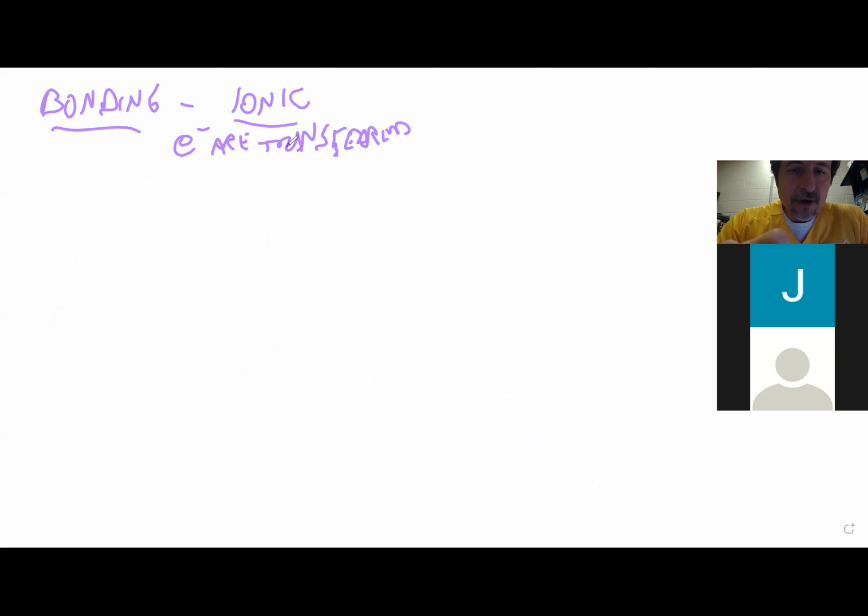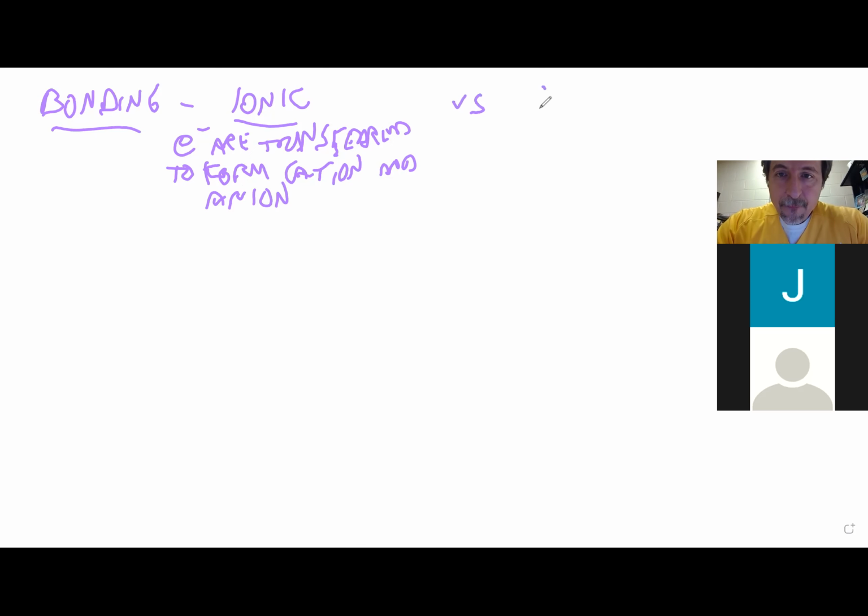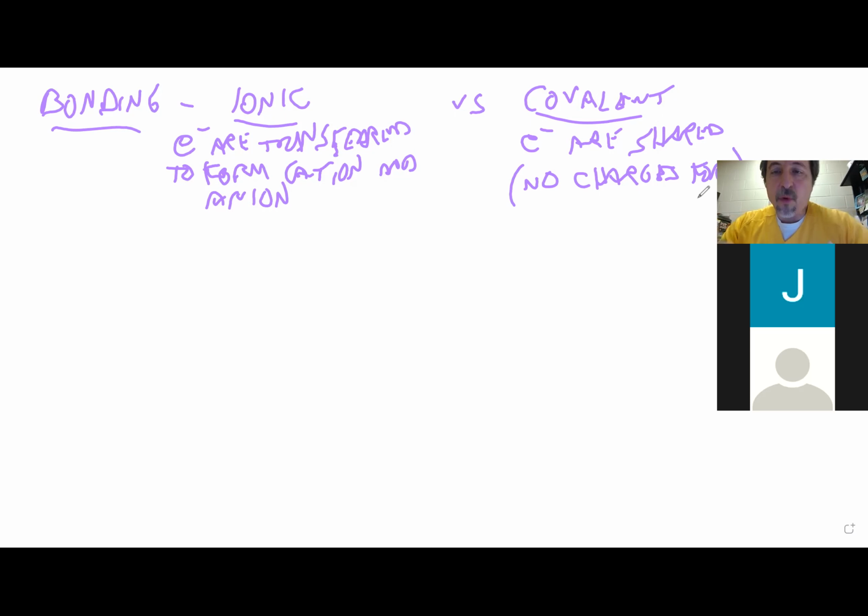In ionic bonding, electrons are transferred to form a cation and an anion. We'll talk a little bit more about how to put together an ionic compound. This is really, really important. Versus covalent bonding, where electrons are shared, and no charges form. And we will dig into this more as we go. But what I do want to do is list for you how you go about making ionic compounds correctly, okay?